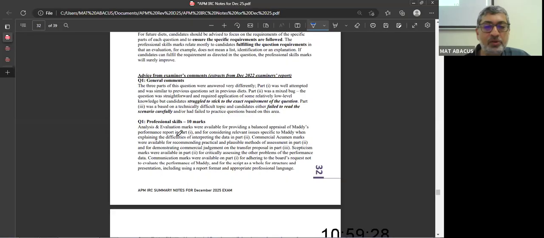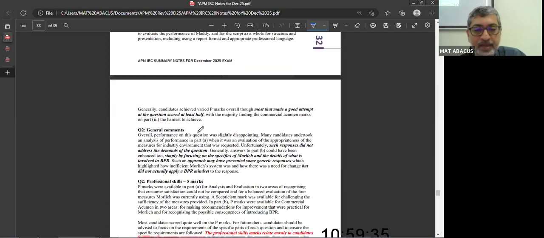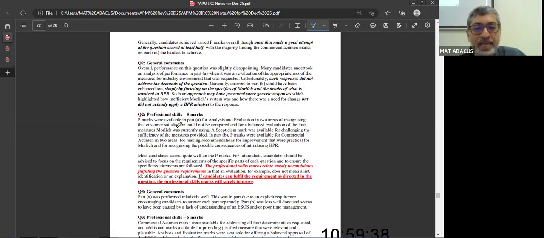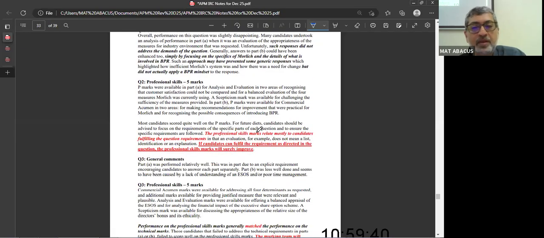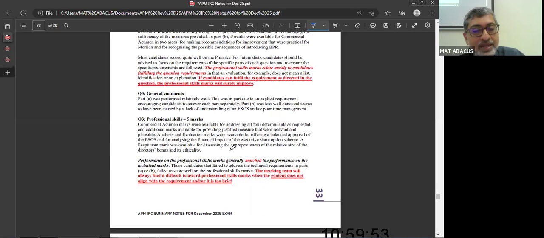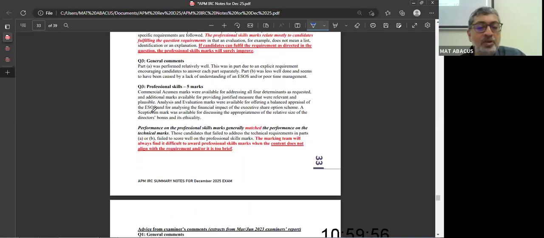So read this one also later to understand a bit more about how those professional marks are actually being awarded. So this is about a BPR. Again, the professional skills marks relate mostly to candidates fulfilling the question requirements. If candidates can fulfill the requirement as directed in the question, the professional skill marks will surely improve. So it's not going to be given separately. Performance on professional skills marks generally matched the performance on the technical marks. So if you can't answer the technical side, don't expect to get the professional marks.